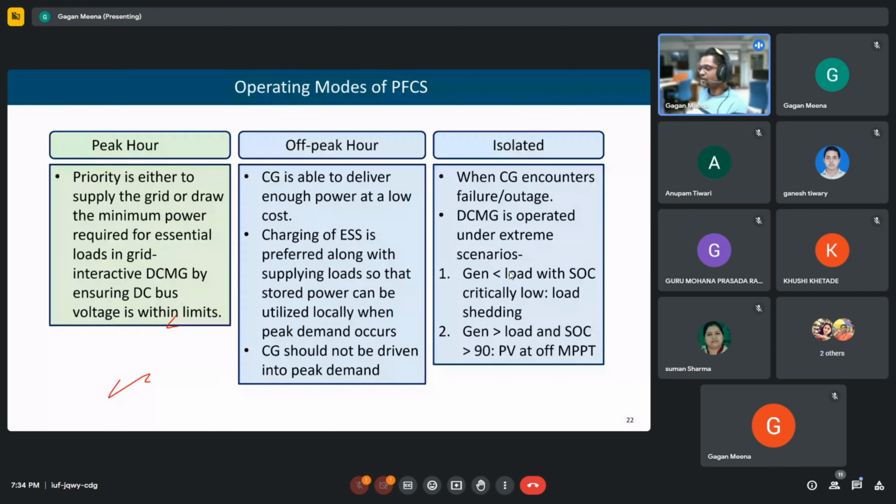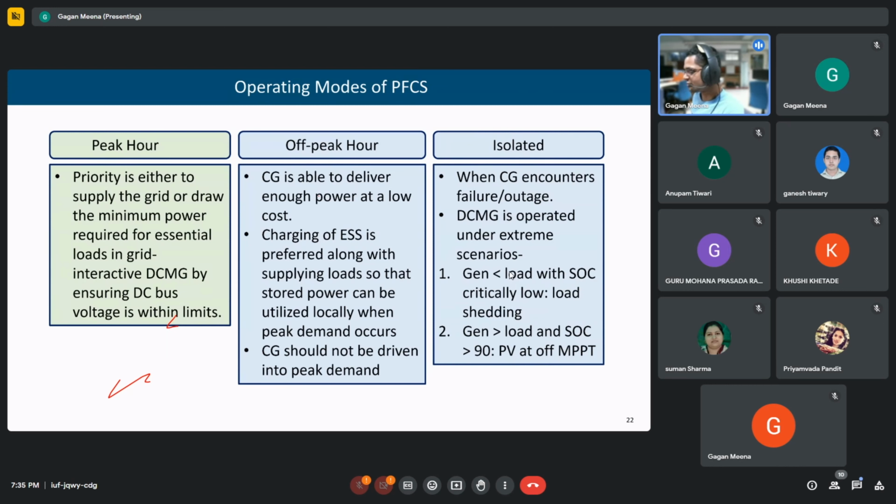So in off-peak hour, the conventional grid is able to deliver enough power at a low cost, so we can charge the battery. Charging of energy storage is preferred along with supplying loads, so that stored power can be utilized locally when the peak demand occurs. The storage is charged and the load is supplied because cheap power is available from the grid.